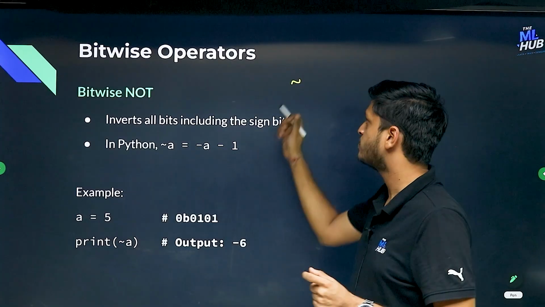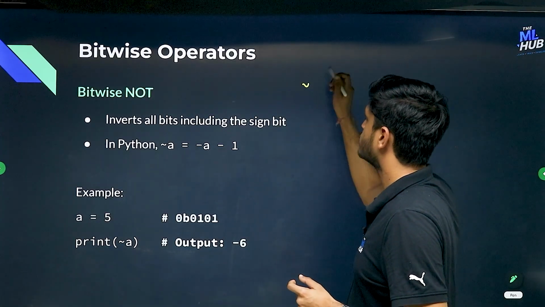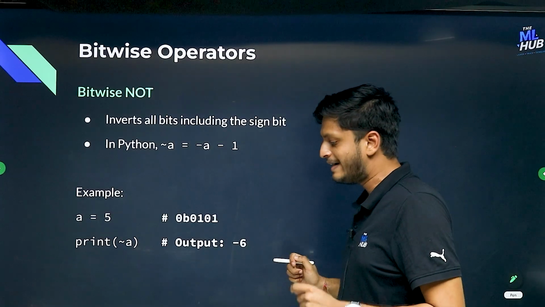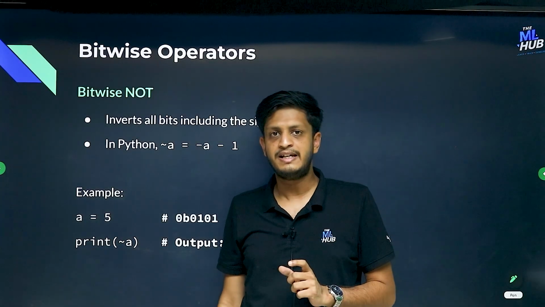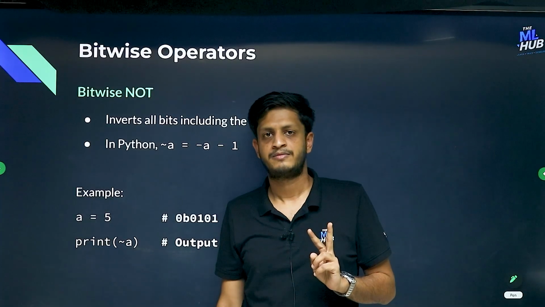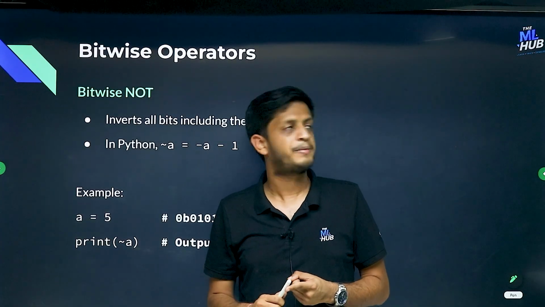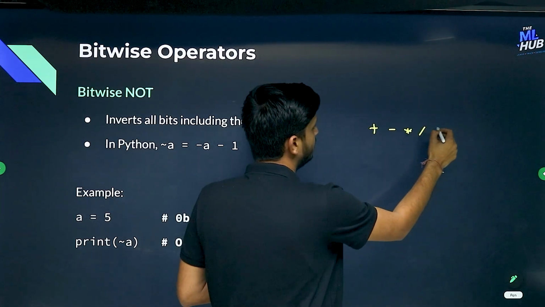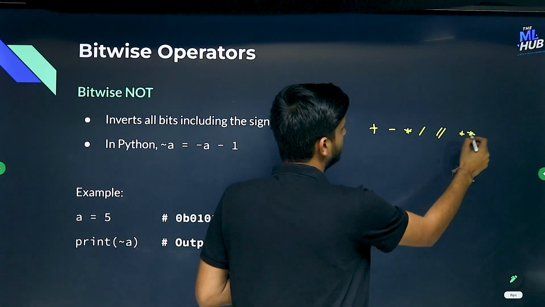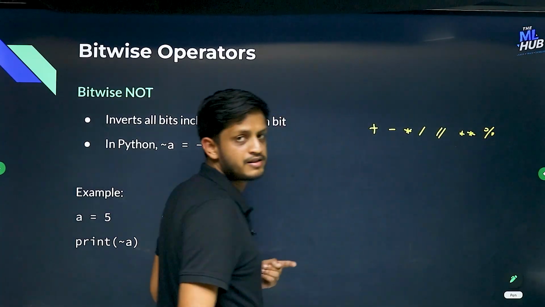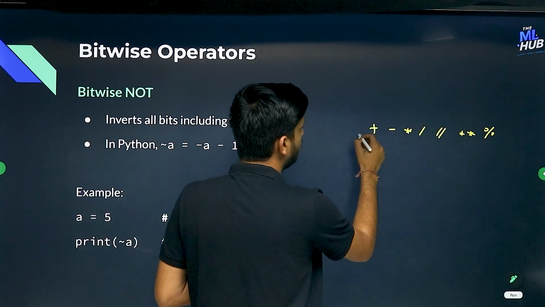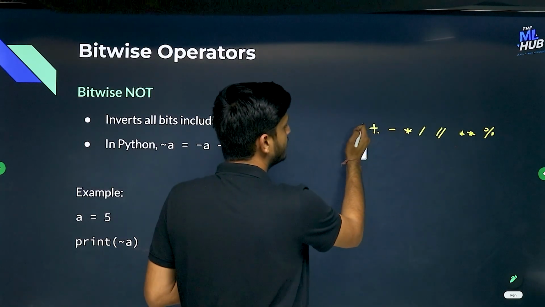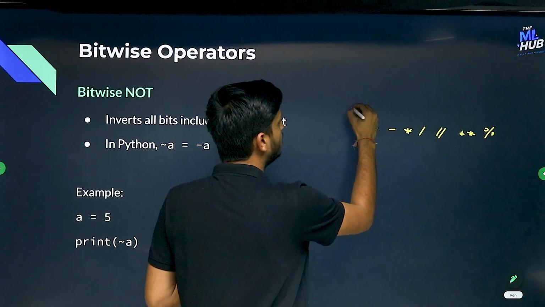On the top left corner, you have a symbol called tilde. If you use this, this is actually bitwise NOT. Till now, all the operators that we have seen had two operands. Think about it: all the arithmetic operators like plus, minus, multiply, divide, floor division, exponent and modulo, these are arithmetic operators. They all require two operands. You need two operands to add, to multiply, to subtract. So they are all called binary operators.